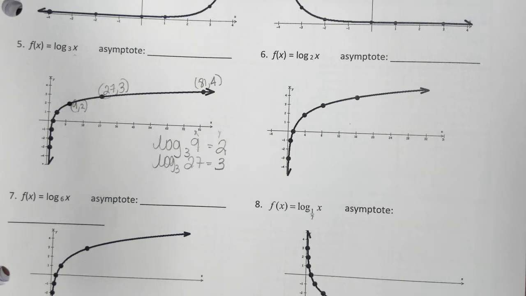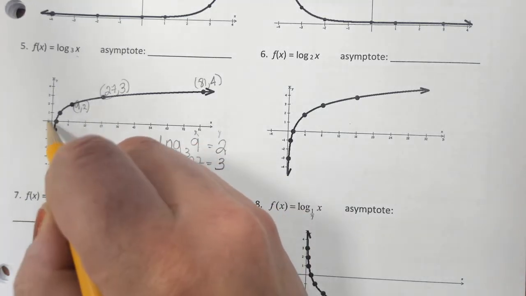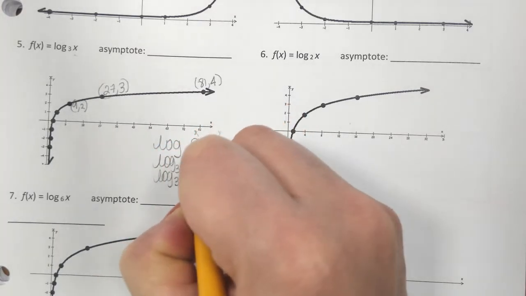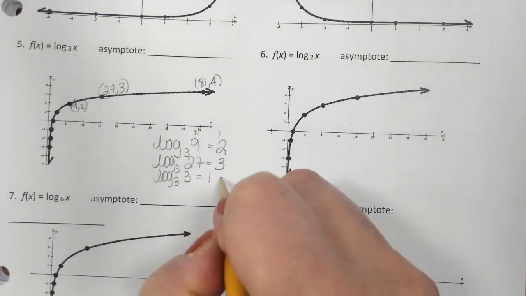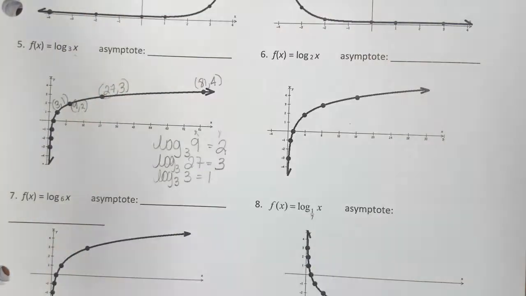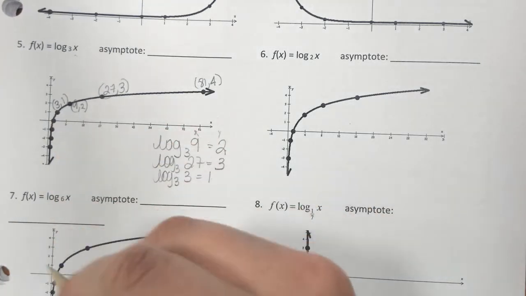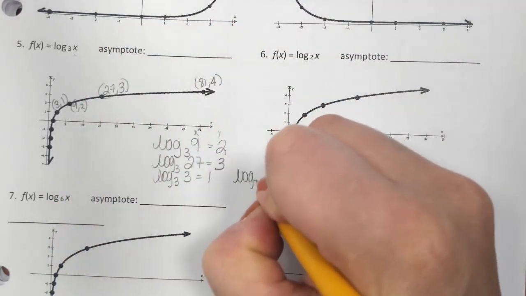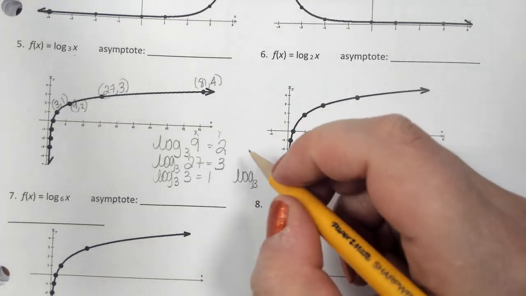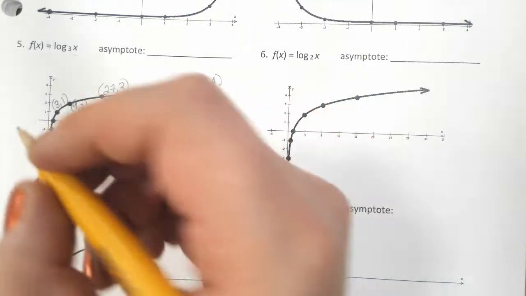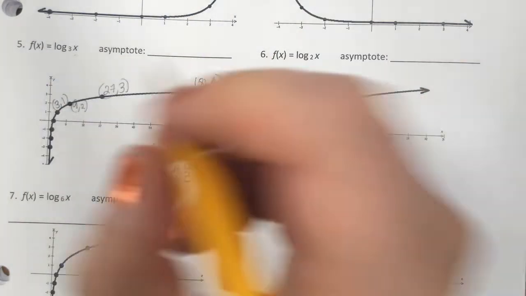Okay, what about some of these smaller ones over here? So log base 3 of 3 equals 1, like that. So we have one point at 3 comma 1. And then we also have this one right here, log base 3 of what equals 0? Because 3 to the 0 power equals 1. So this will give us 1 comma 0.